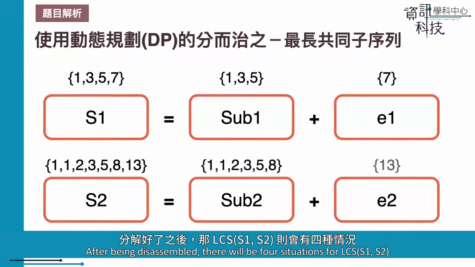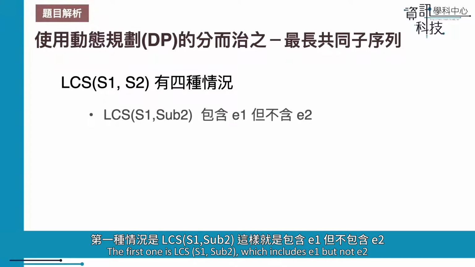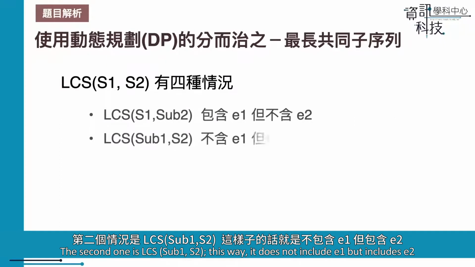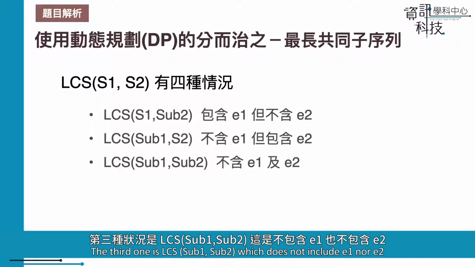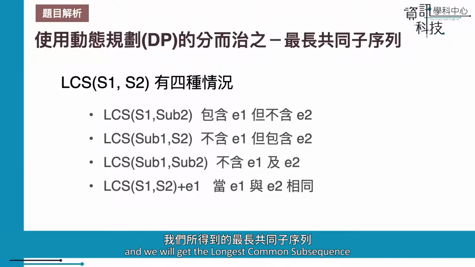After being disassembled, there will be 4 situations for LCS of S1, S2. The first one is LCS of S1, sub 2, which includes E1 but not E2. The second one is LCS of sub 1, S2. This way, it does not include E1 but includes E2. The third one is LCS of sub 1, sub 2, which does not include E1 nor E2. The last situation is LCS of sub 1, sub 2 plus E1. This is when E1 and E2 are the same, and we will get the longest common subsequence.